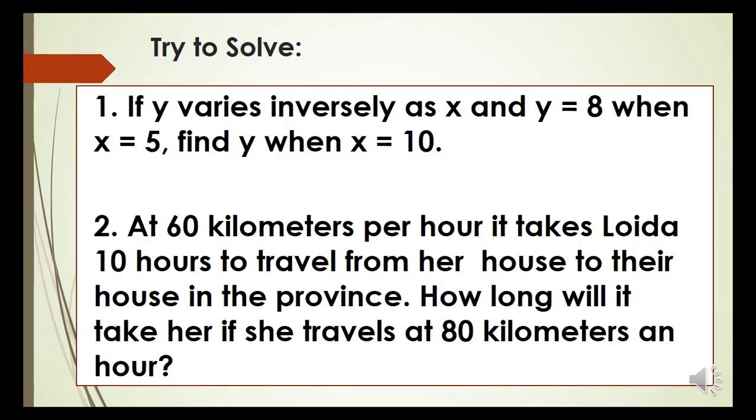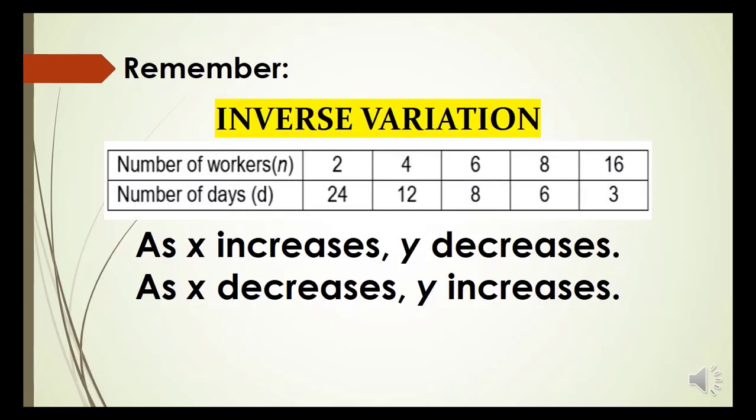I have 2 numbers here for you to solve. Please don't forget to use the 4 steps. Remember, in inverse variation, as one quantity increases, the other quantity decreases. Or, as one quantity decreases, the other quantity increases. Same in our illustration, the number of workers increases while the number of days decreases.